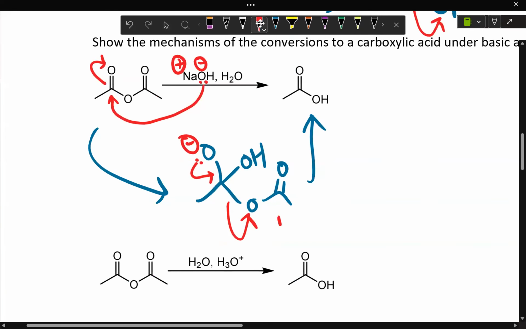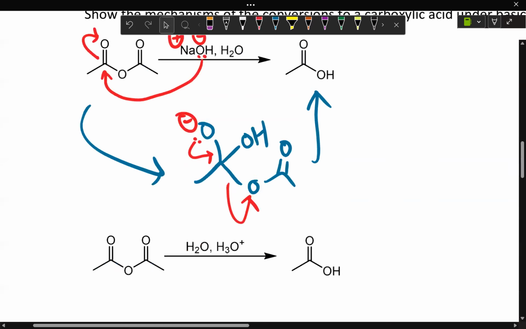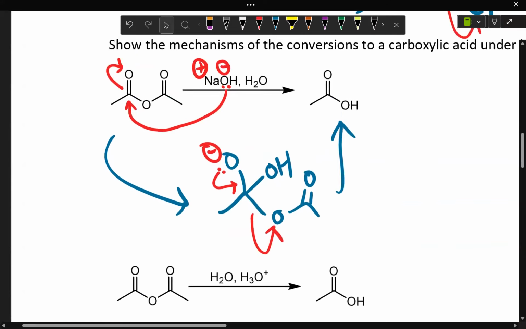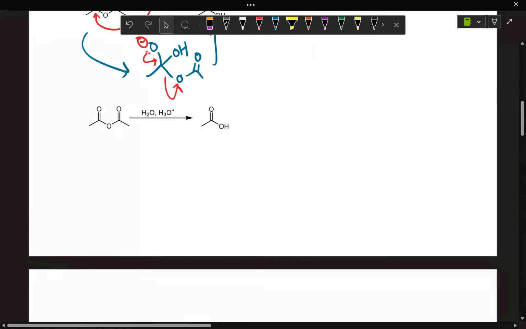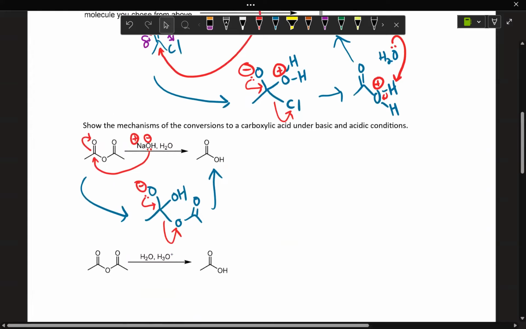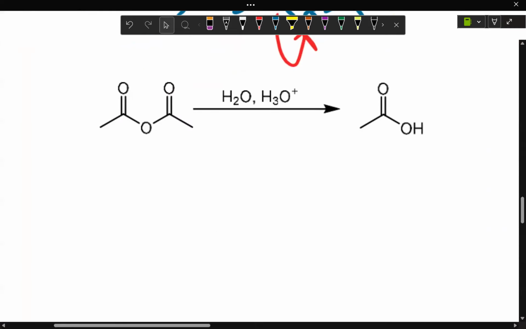And this is a decent leaving group because when you have a negative charge, this can do resonance and stabilize the negative charge. Not the best leaving group, but decent. Not as good as chloride, but not too bad. So that's basic. Basic conditions are always quicker than acidic conditions. So let's move on to the next one. This will take a little bit longer because it's acidic conditions.